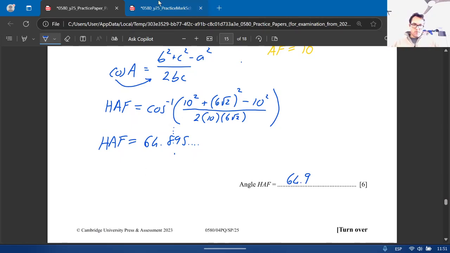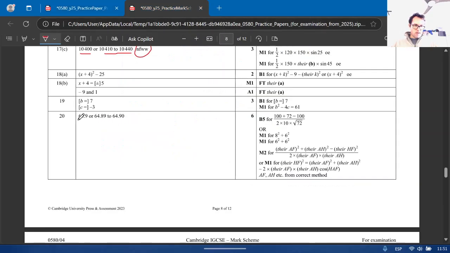Okay, so 64.895 or 64.9. Yes, the rounded or unrounded answer. That's correct. Oh, something weird's going on. Okay, whew, look at this.